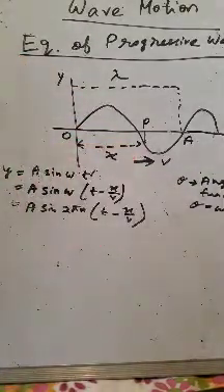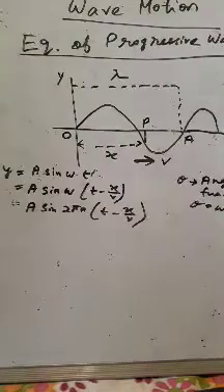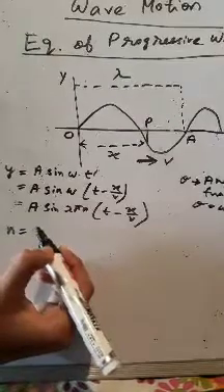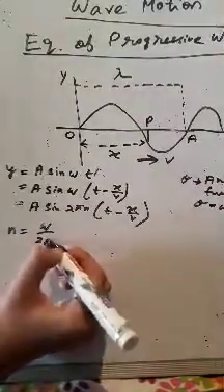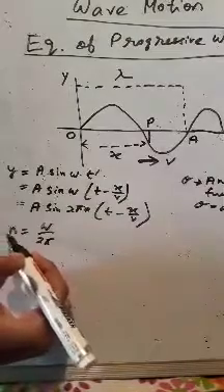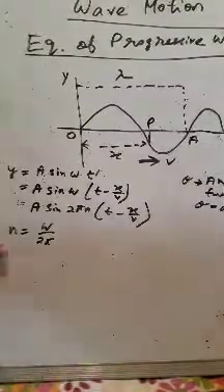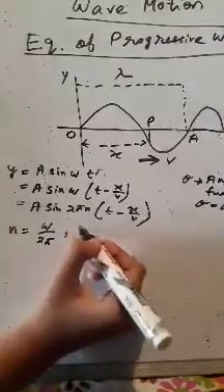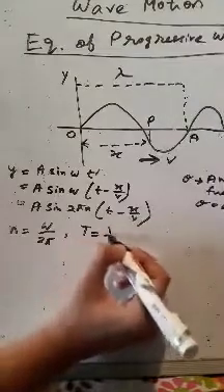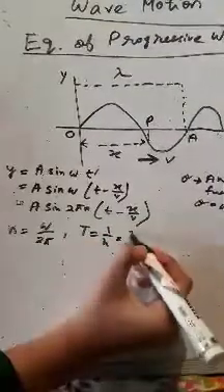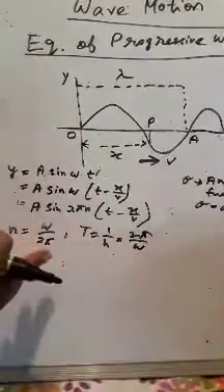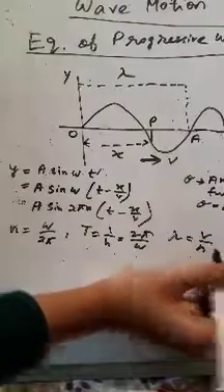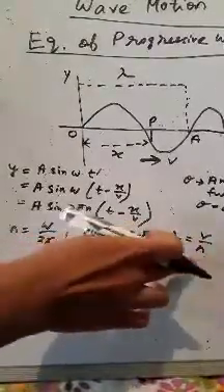The value of frequency that we get from this equation is n equals omega by 2 pi. We are putting small n for this frequency. What will be the value of time period? Time period means 1 by n, so 1 by n equals 2 pi by omega. And the wavelength value is v by n, where v means your wave velocity and n is the frequency.